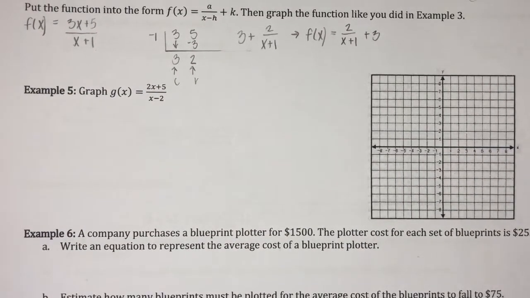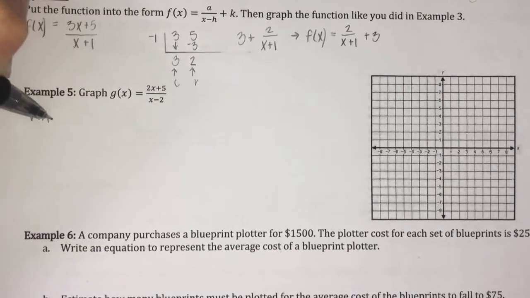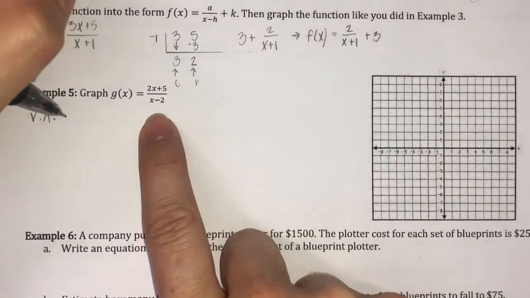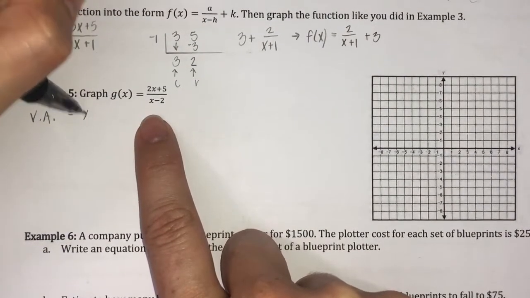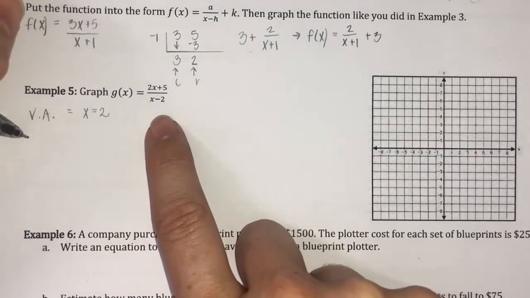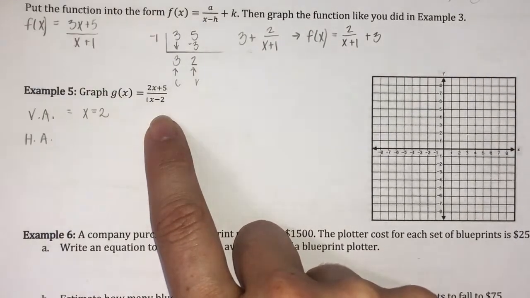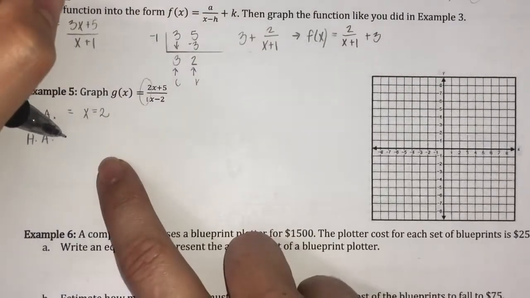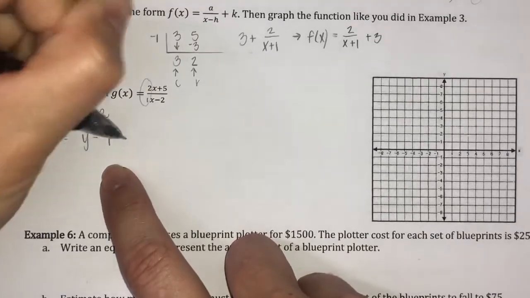Okay, so example 5 says graph g of x equals 2x plus 5 over x minus 2. So I'm going to leave it in this form, and we'll just find our horizontal and vertical asymptotes. So the vertical asymptote is whatever makes the denominator 0. So in this case, it's x equals 2. And then for our horizontal asymptote, it's the coefficients of x. So this one is 1. So our coefficients are 2 over 1. So our horizontal asymptote is y equals 2 over 1, or just y equals 2.